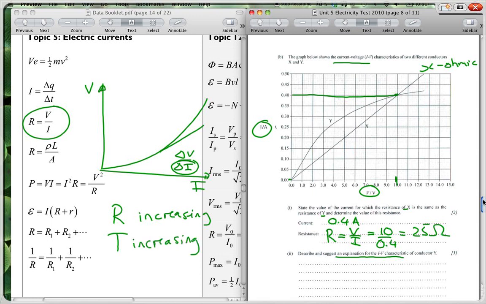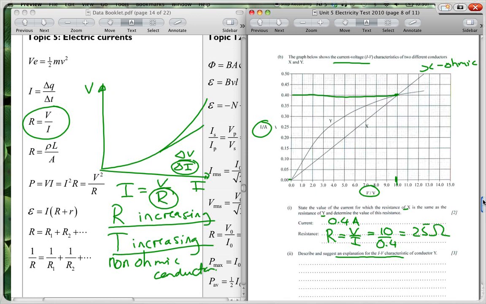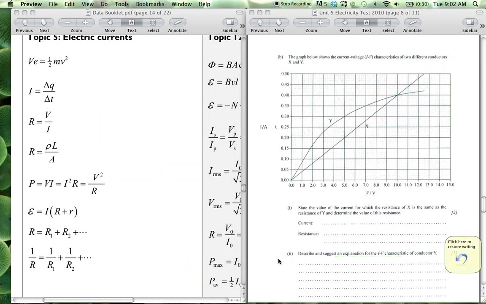So the explanation is basically that this is a non-ohmic conductor. We are probably getting an increase of temperature and therefore an increasing resistance. And because I is equal to V over R, as your resistance is increasing, you are not getting the same increase in your current. So I hope you'll be able to describe and explain from that explanation.